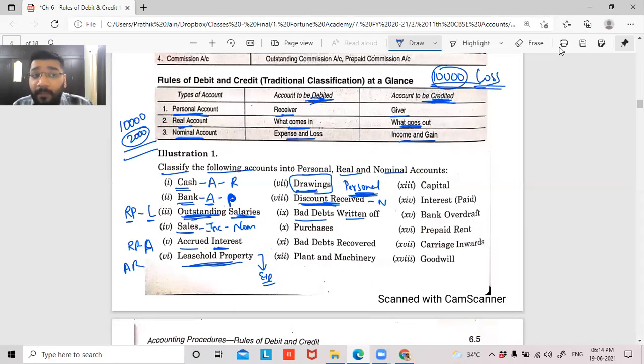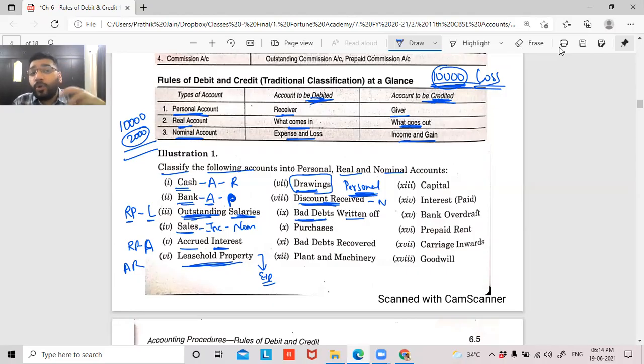You sold goods to Ram, believing that he'll make the payment in future, but he ditched us. He did not pay this money. So can I say this 10,000 is a loss for you? Yeah, 10,000 would be a loss. So it is getting the flavor of loss. So loss comes under which category? Personal, real, or nominal? Nominal.